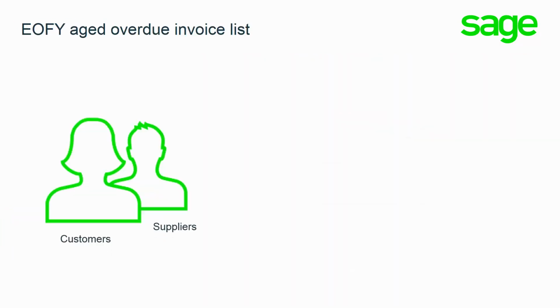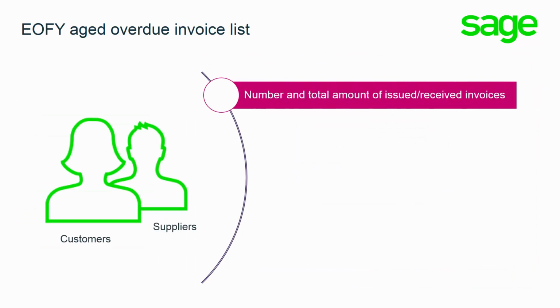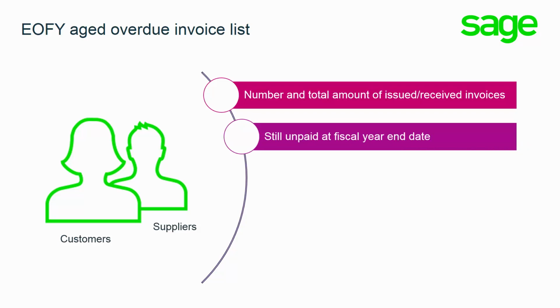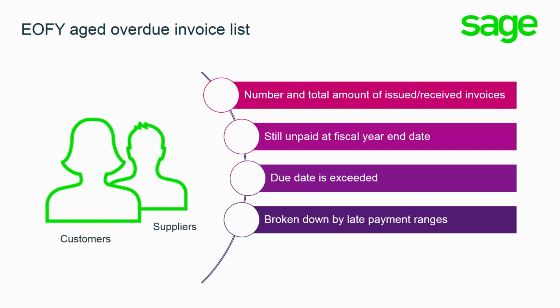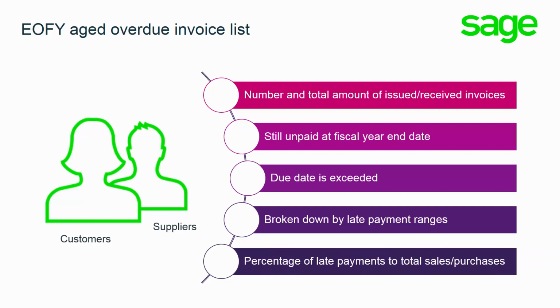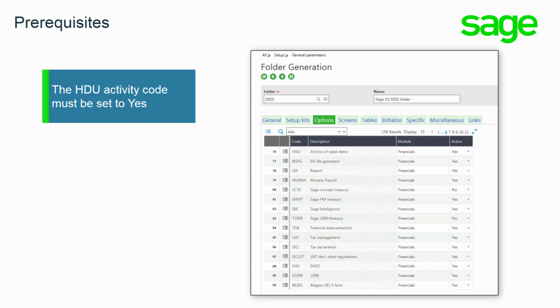For customers and suppliers, this report contains the number and the total amount, taxes excluded, of issued or received invoices that are still unpaid at the fiscal year-end date and whose due date is exceeded. These amounts are broken down by late payment ranges. In addition, the percentage of the late payments to the total amounts of sales or purchases for the year are displayed.